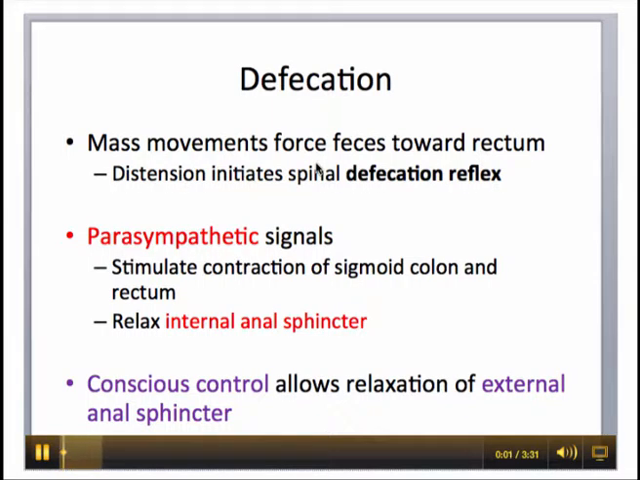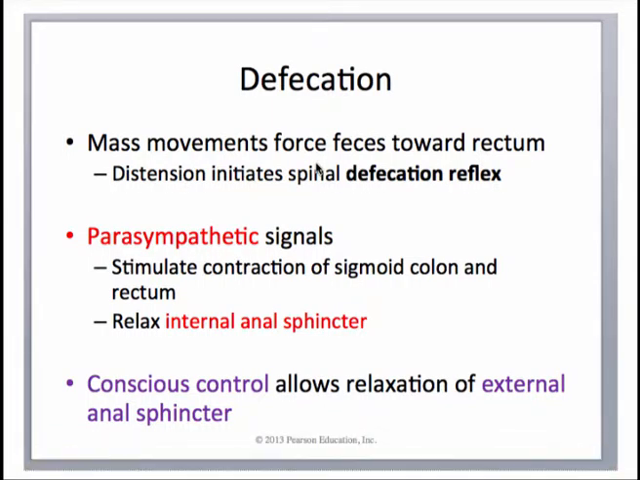So once those mass movements have occurred in the large intestine, that's going to force the feces toward the rectum, and once that rectal wall is distended, that will initiate the spinal defecation reflex. And this is stimulated through the parasympathetic nervous system. Remember, that's our resting and digesting. So that is going to stimulate contraction of the sigmoid colon and the rectum, and will relax the internal anal sphincter. So that's kind of the urge, the I gotta go. And then the conscious control will allow you to voluntarily relax the external anal sphincter for defecation.